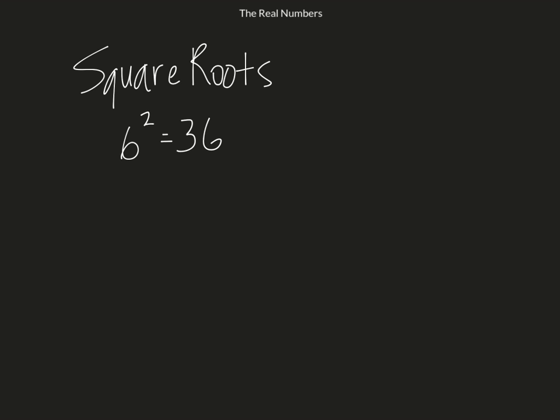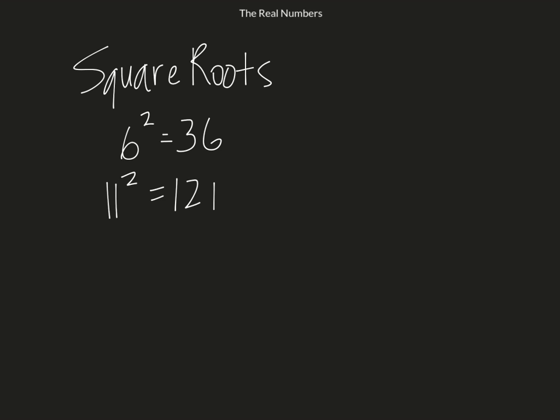Next, let's talk about square roots. It's easier if we talk about squares, or perfect squares, first. So, for instance, 6 squared equals 36. Hopefully you're familiar with that. Anything times itself is a perfect square. 11 squared is 121. Things like that.